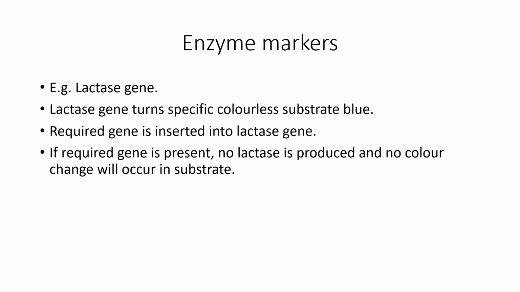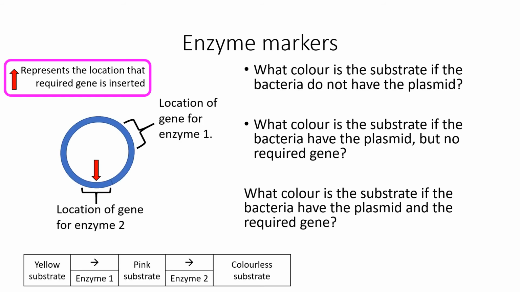We are not killing any of the bacteria in the process. We have mentioned, of course, enzyme markers, and enzyme markers work in a very similar fashion. Basically, a gene will produce a certain enzyme which results in a color change of a different substrate. Quite often, if the gene is not present or the plasmid is not accepted, you will find that there's no color change. So for example, if you look on the left hand side, what color is the substrate if the bacteria do not have the plasmid?